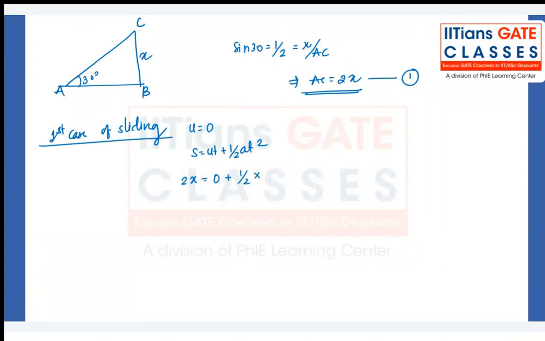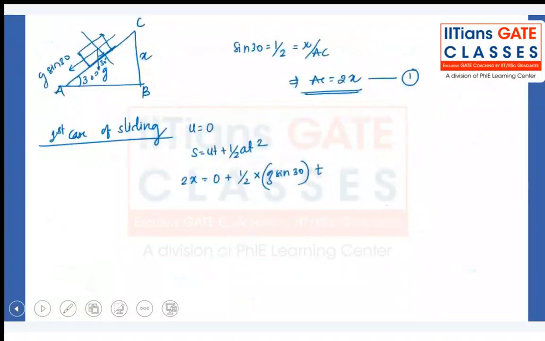So the acceleration g is acting in the downward direction. The component of the acceleration in that direction will be g sine of 60, sine 30, sorry, g sine of 30, because this also has to be 30 degree. G sine 30 into t1, or let's say t square.